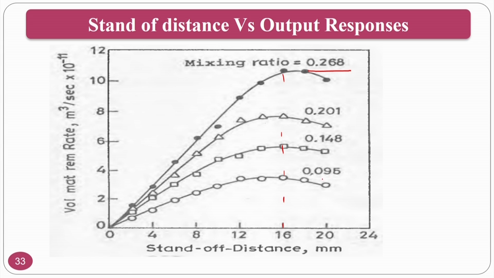So, the mixing ratios range from 0.05 to 0.268. The mixing ratio increasing means that abrasives are increased. If the abrasives are increased, normally the number of craters generated will also increase. So, the material removal obviously increases.